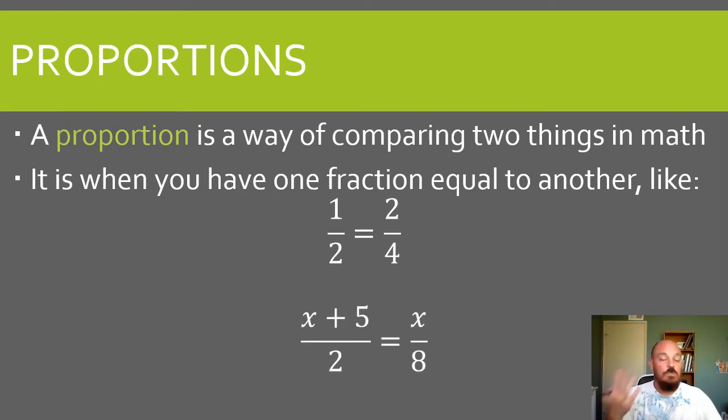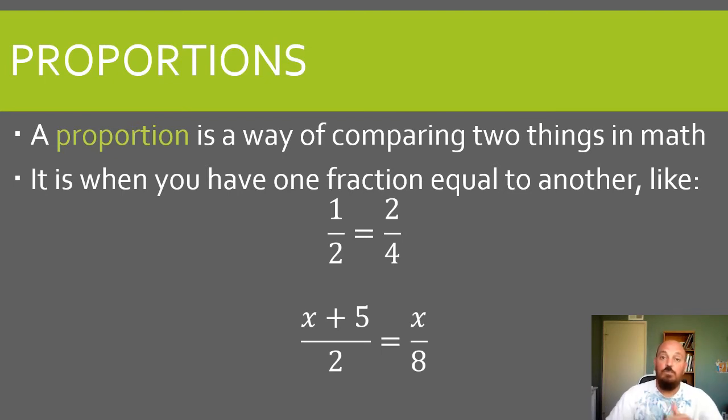Now, the ones we're going to be working with aren't just going to be numbers. They're going to have variables in them. So here's another example of a proportion. x plus 5 over 2, that's one fraction, equals x over 8. That's another fraction. So that's a proportion with variables in it. Two fractions equal to each other is what we call a proportion.